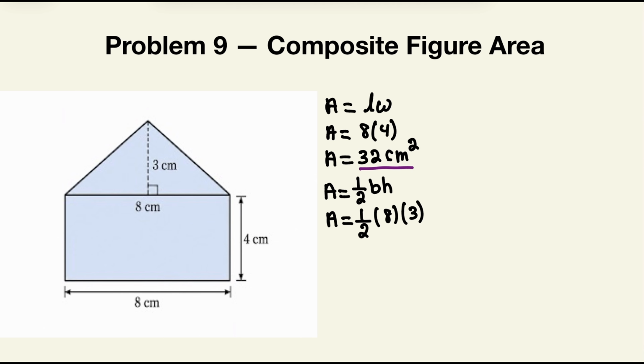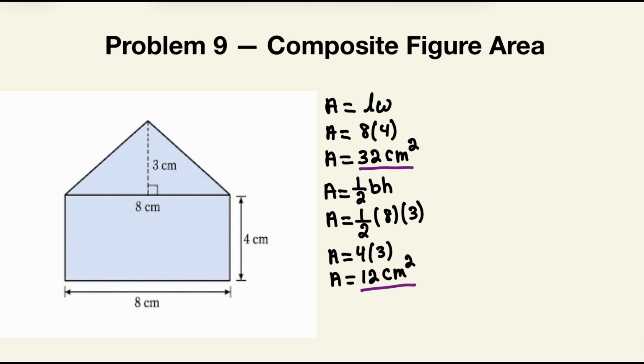And think of it this way. 1/2 of 8 equals what? Okay, well, 1/2 of 8 is 4. And 4 times 3 equals 12. Meaning that the area for the triangle is 12 squared centimeters, or centimeters squared.